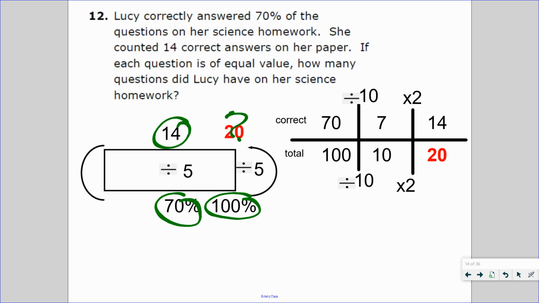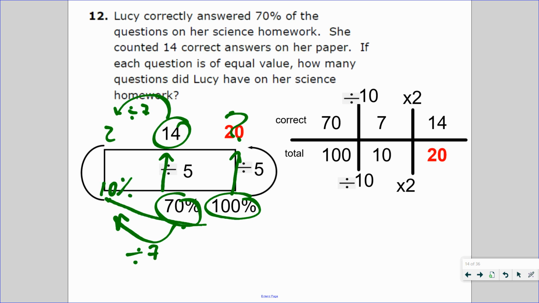So we could do an up and down relationship. How do you turn a 70 to a 14? Divide by 5. You could do it this way. You could divide by 7. That's 2 questions, which is 10%. How do you build 10% back to 100%? Times 10, you get 20 questions. Again, many, many ways to build it back.